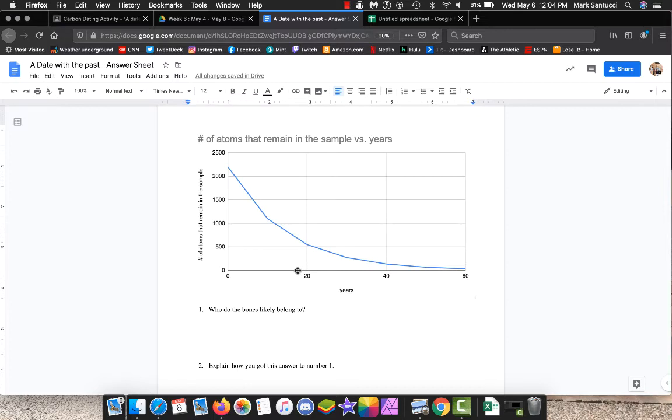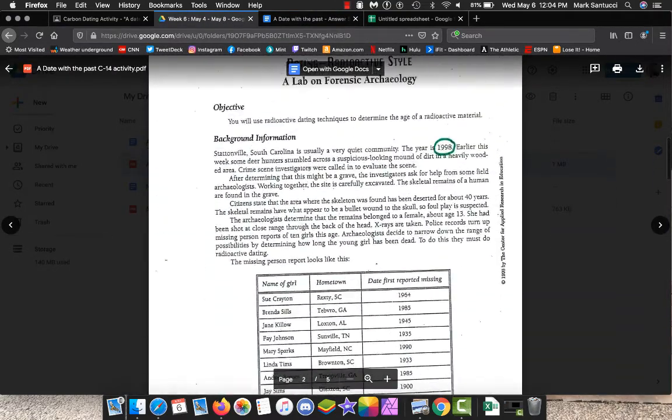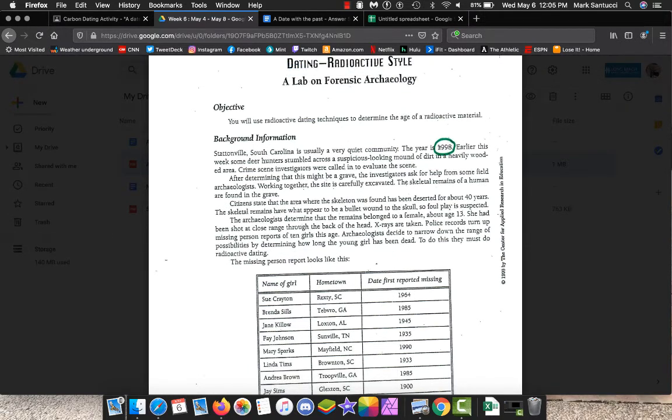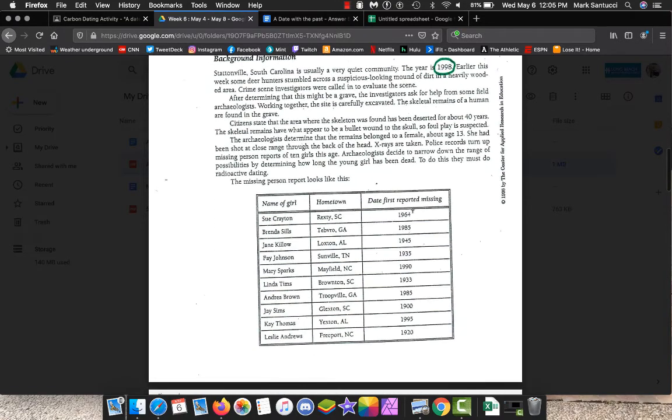Now that's not the end. Let's say you find out it's 18 years old. Well, then you have to go back to when the body was found. In this case, it was 1998. So we'll take 1998 minus however many years old the skeleton is, and that will give us the date the person approximately died. You can then match that up for our missing persons report.